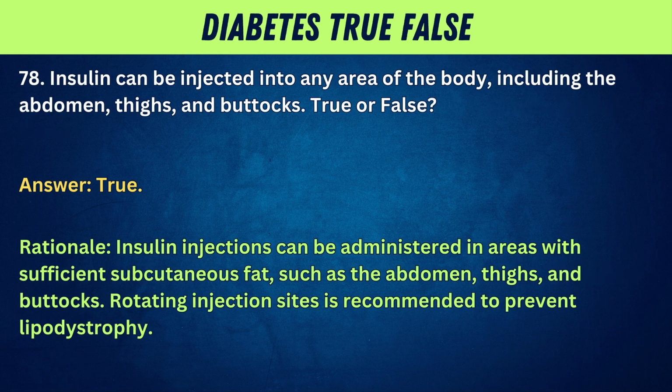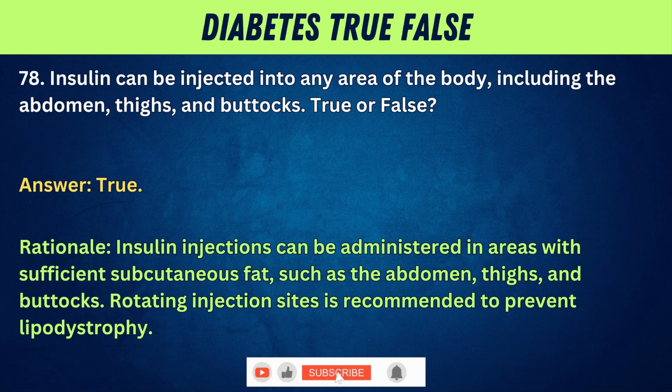78. Insulin can be injected into any area of the body, including the abdomen, thighs, and buttocks. True or false? Answer: true. Rationale: insulin injections can be administered in areas with sufficient subcutaneous fat, such as the abdomen, thighs, and buttocks.